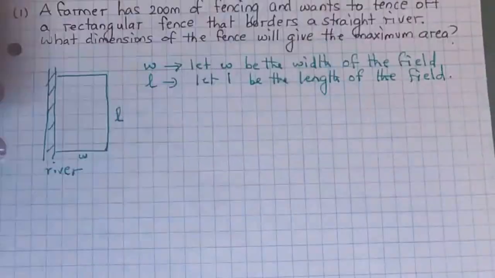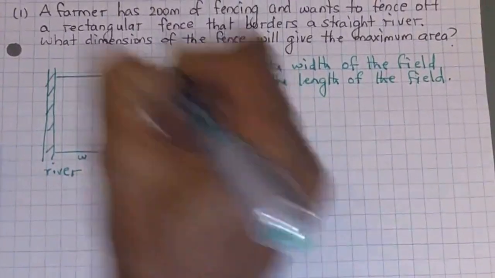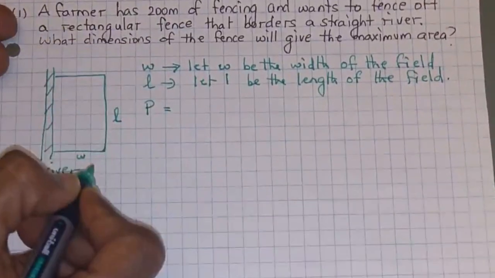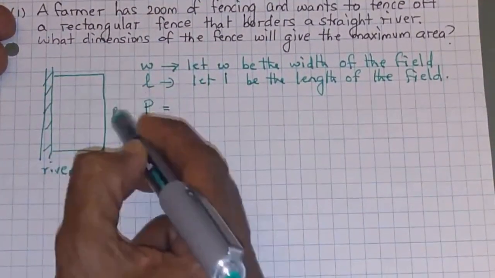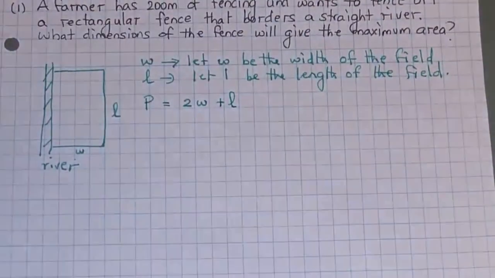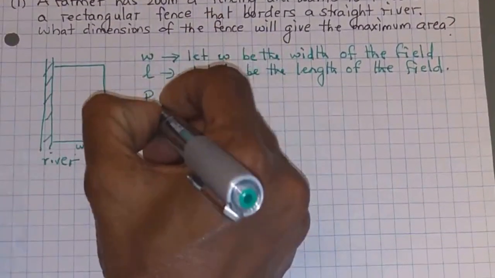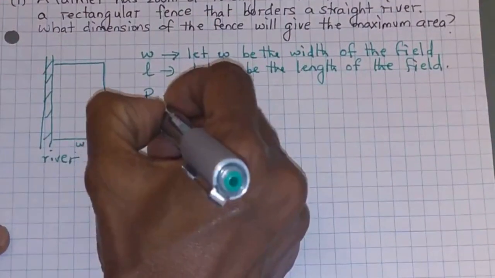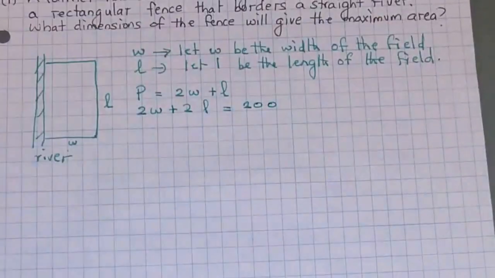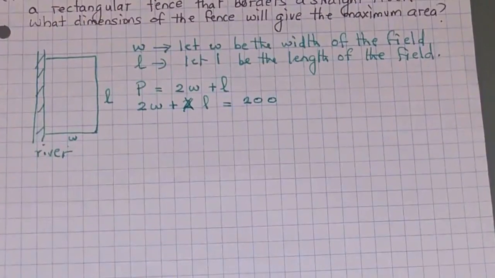Since I have already assigned variables for the width and the length, I can write a general equation for the perimeter. So the perimeter of this rectangular field is going to be 2W plus L. And we've already been given the length of the fence, which is 200 meters. So 2W plus L is going to be equal to 200.